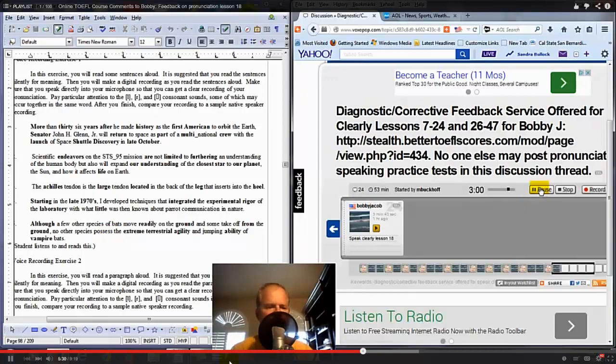Terrestrial agility and jumping ability of vampire bats. Okay, this word, terrestrial. Terrestrial agility and jumping ability of vampire bats.